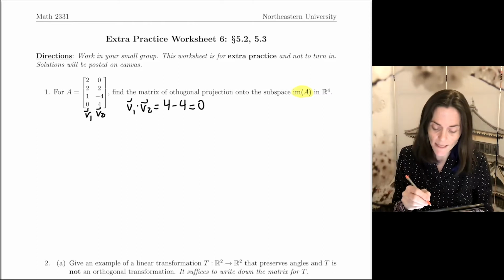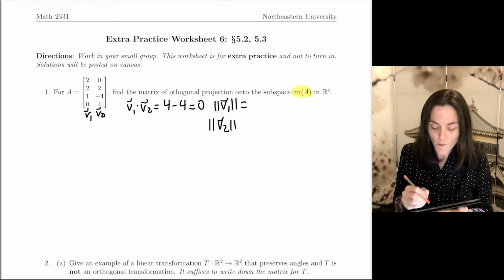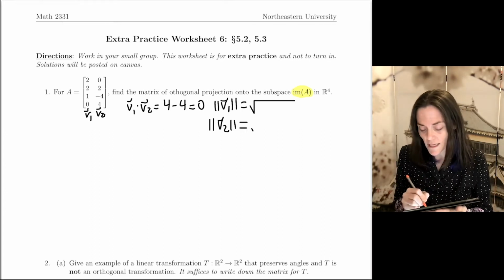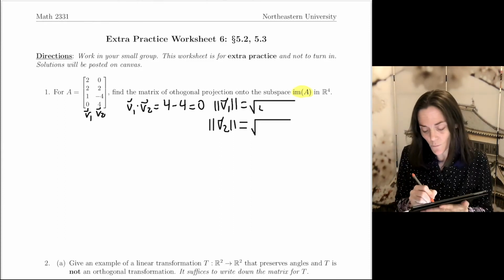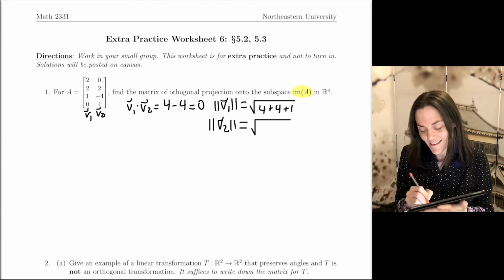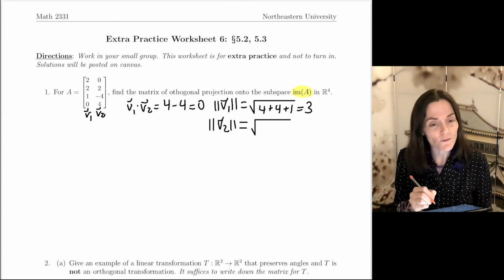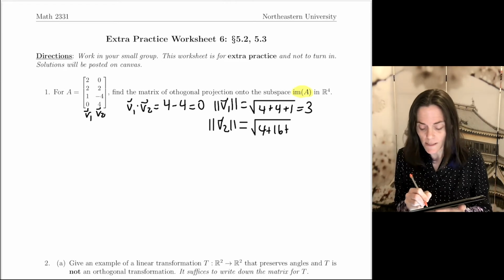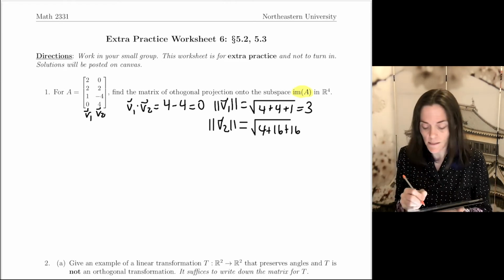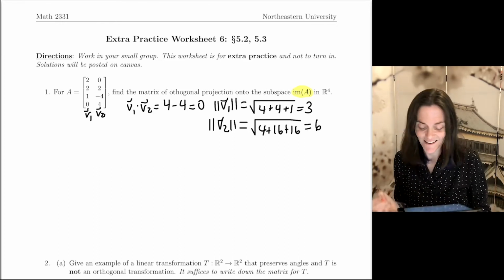So let's calculate the length of V1 and the length of V2. Both of these are square roots. For the length of V1, we get a square root of 4 plus 4 plus 1. This is 3. Square root of 9 is 3. For V2, we have 4 plus 16 plus 16. This is the square root of 36, which is 6.